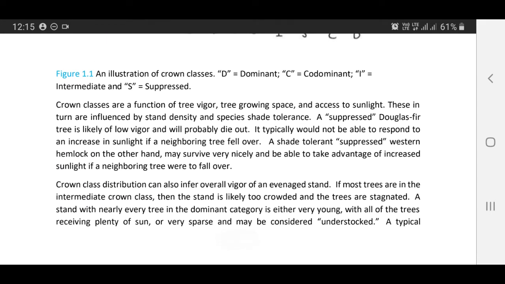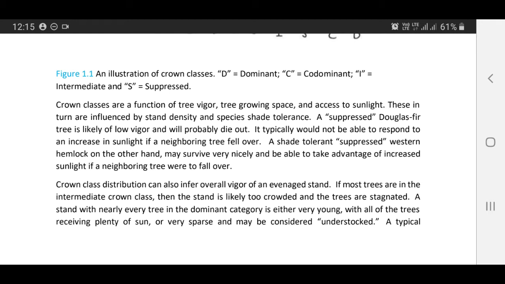Crown classes are a function of tree vigor, tree growing space, and access to sunlight. Here, if you want to know the crown classes, which one is dominant, which one is codominant, and which one is intermediate or suppressed, just by seeing the crown you can observe the tree's growth and development, that is tree vigor, tree growing space, and access to sunlight. These in turn are influenced by stand density and species shade tolerance.